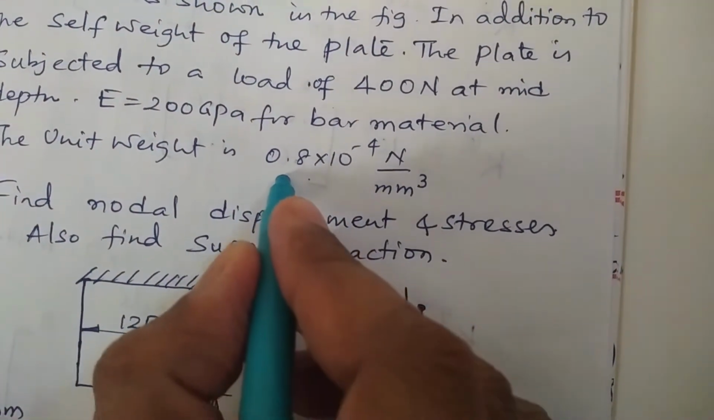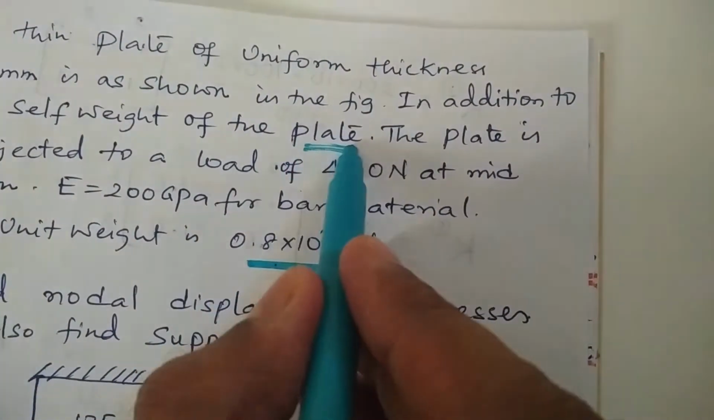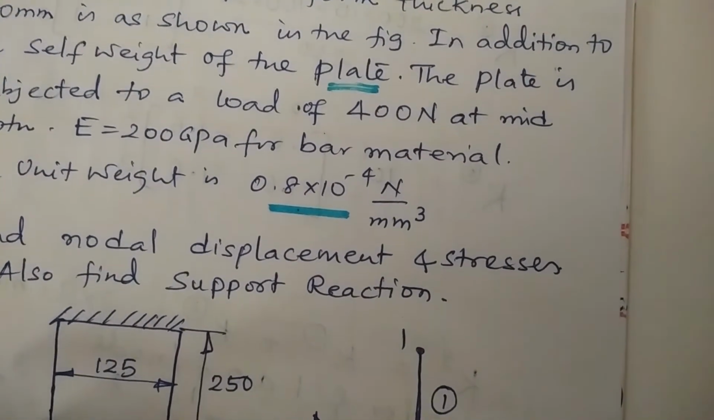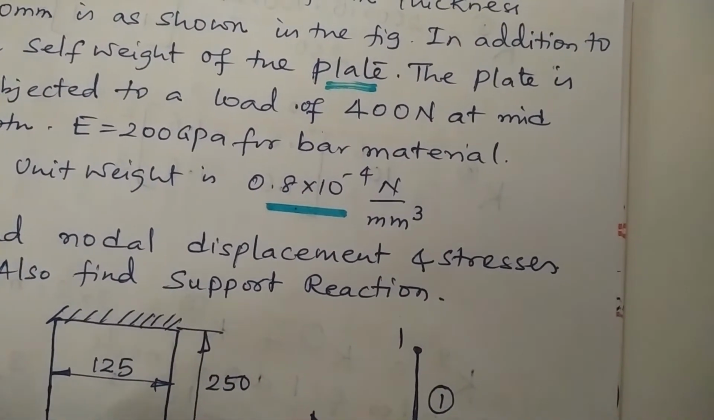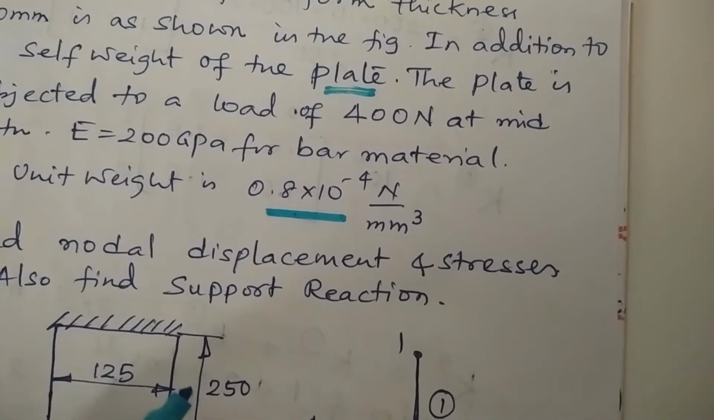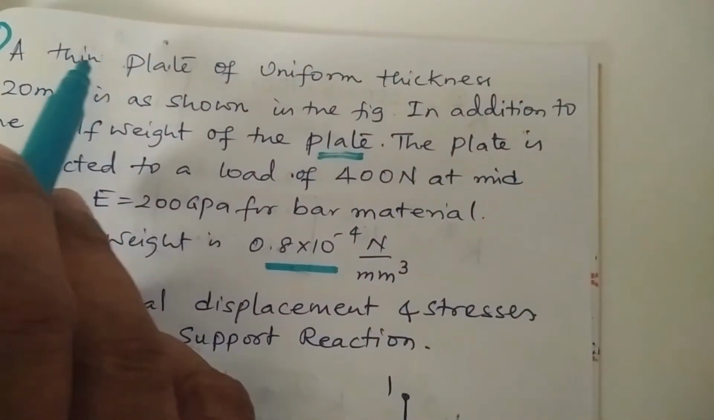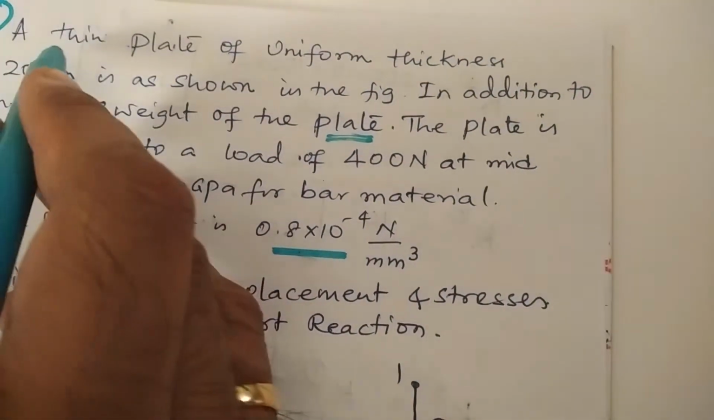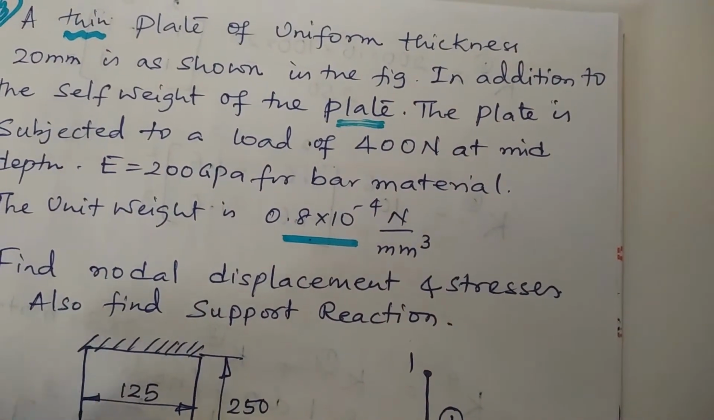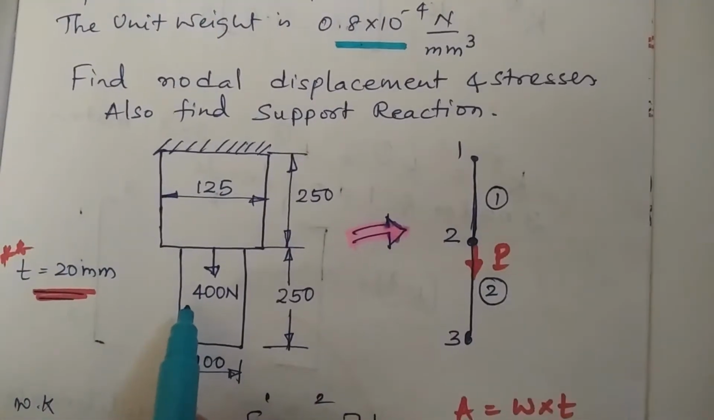So this data is something very new, first time. Remember, this is a plate. So the plate means you need to have the cross sections. You need to be aware that it is a rectangular cross section with thickness associated with the width of the plate. It's a thin plate, very clearly mentioned. So you need to solve the nodal displacements and stresses, and also find the support reactions, students.